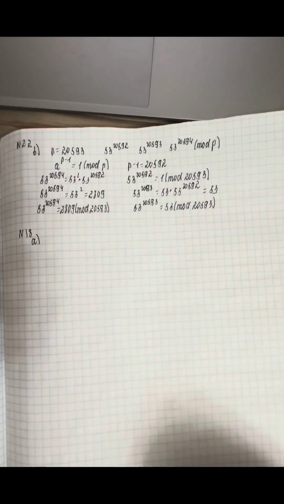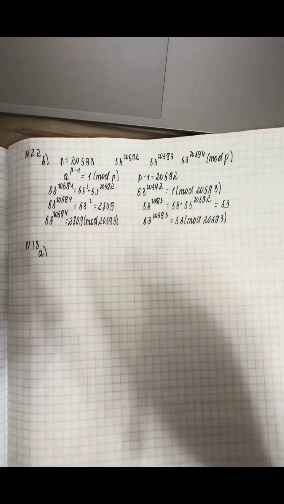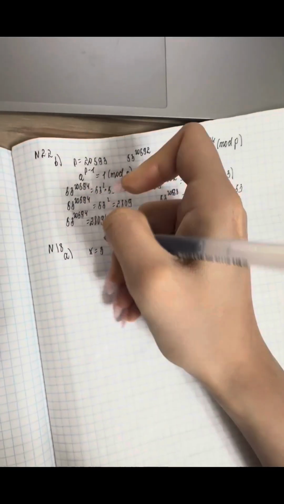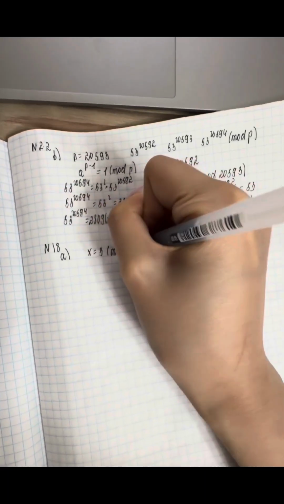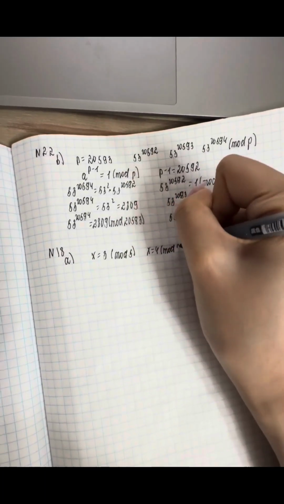Problem 18, part A. In each case, we must find the smallest non-negative integer x that satisfies both congruences at the same time, so x must be more than or equal to 0. We are given x equal to 3 modulo 5 and x equal to 4 modulo 7.